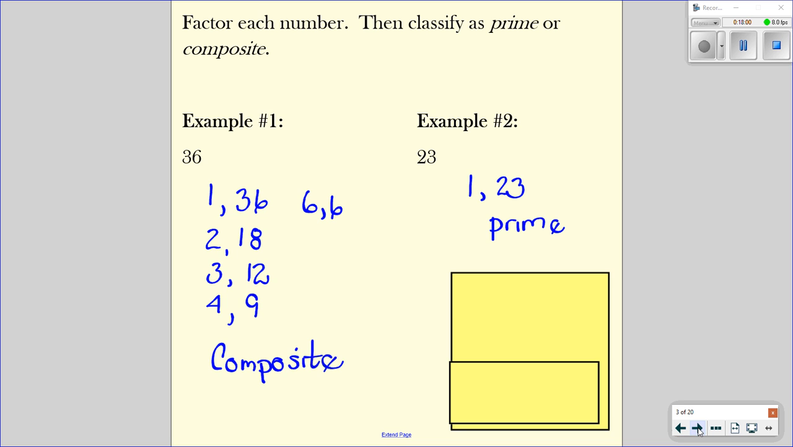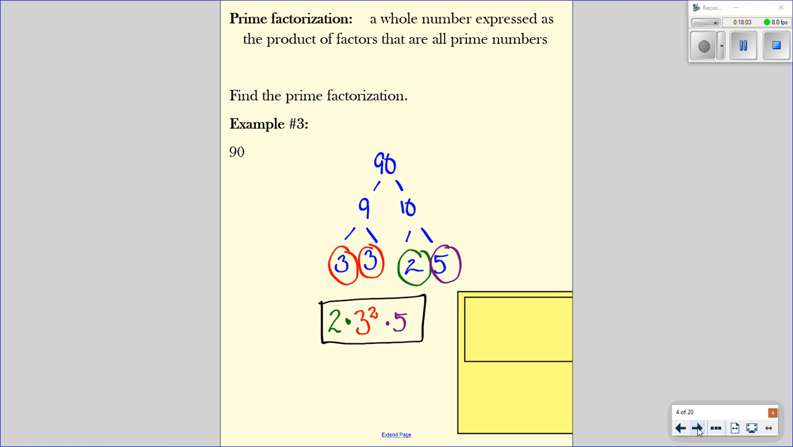Okay. You also learned about prime factorization. Basically, you're taking a number and making that tree to find all the factors, breaking it down and ending up with the prime numbers that will give you that number. If there's more than one of a prime number, then you either square it, cube it, whatever it is. So like this example, those two 3s, you could do 3 squared.